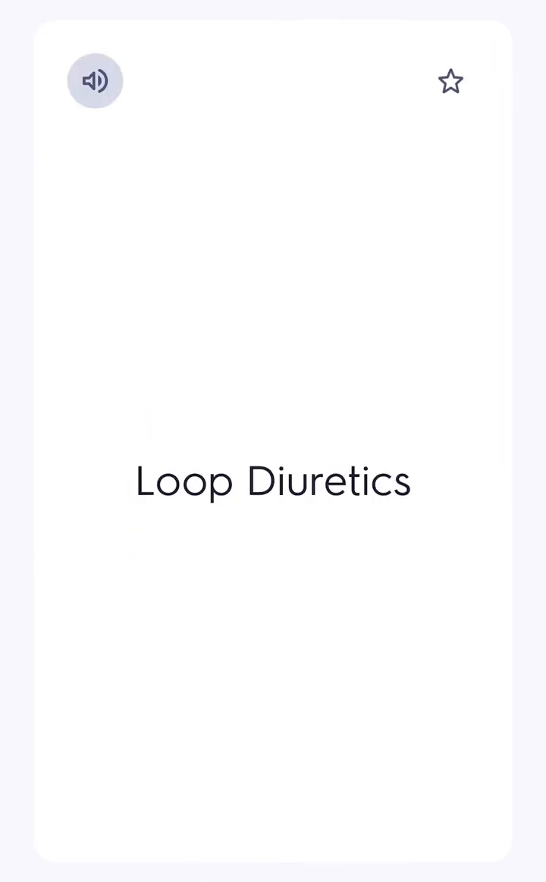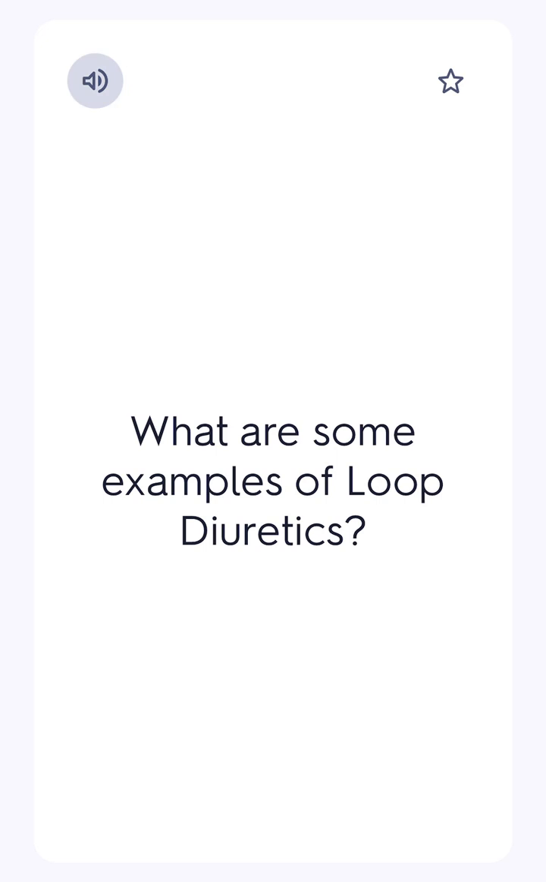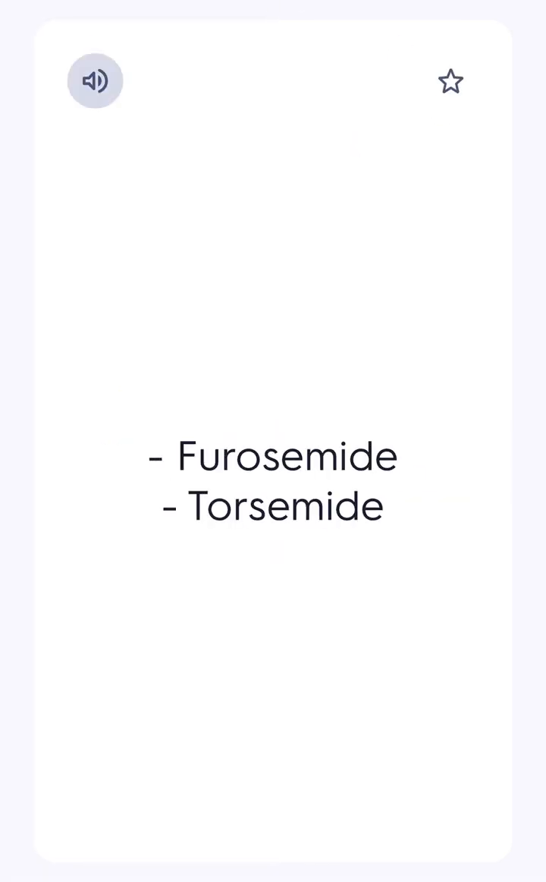Loop diuretics. What are some examples of loop diuretics? Furosemide, torsemide.